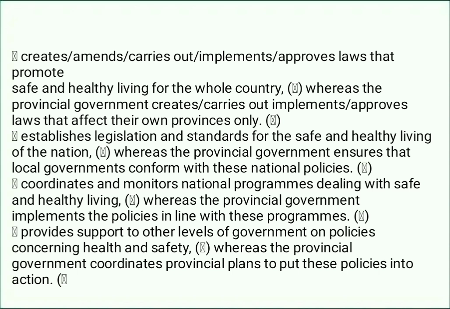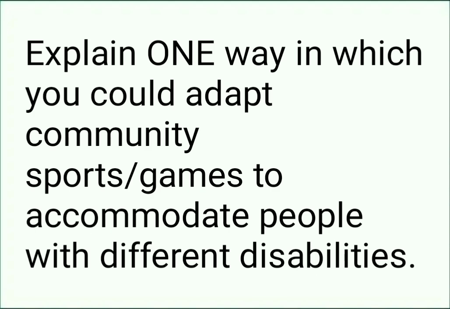So let's not forget that the question says differentiate between the responsibility of national and provincial government in ensuring safe and healthy living for all citizens. Those are the following answers. So then we can say another question: explain one way in which you could adapt community sports or games to accommodate people with different disabilities.